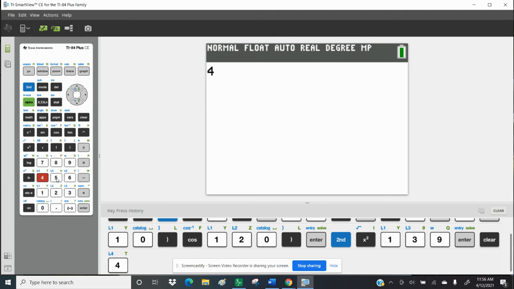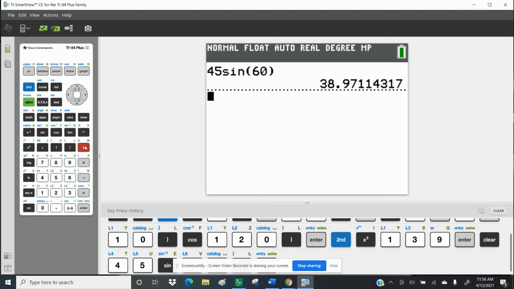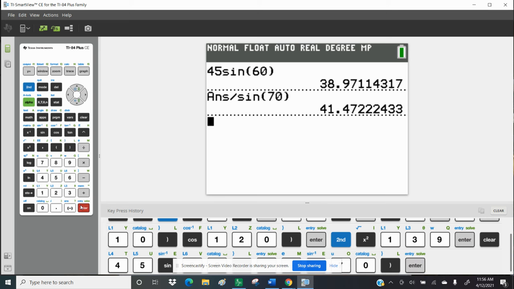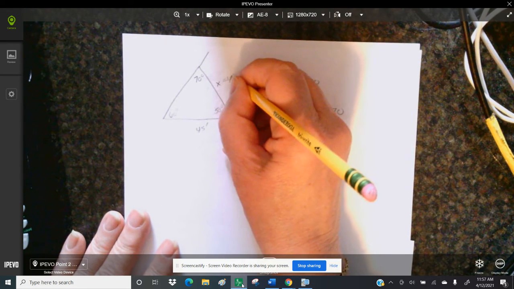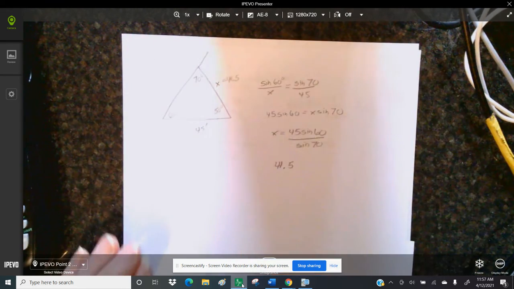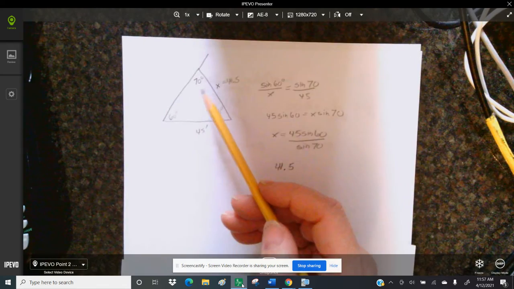So 45 times the sine of 60, and I'm going to divide that by the sine of 70. And I get 41.5, we'll say. So now I know that this here is 41.5.